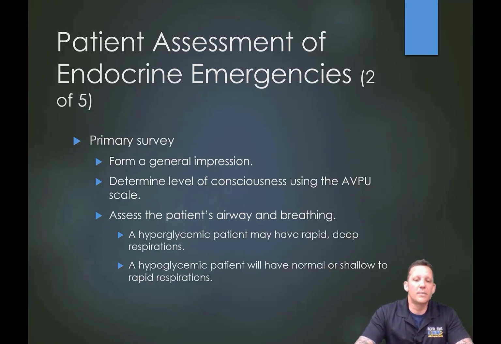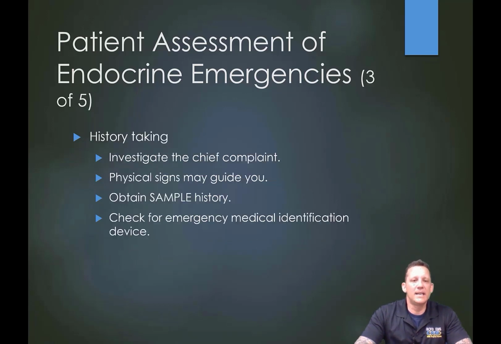Then we're going to always look at the patient's airway and breathing. A lot of hyperglycemic patients have a rapid, deep respiration, and that's because they're trying to blow off the acidosis from the sugar being in the bloodstream. Hypoglycemics will have normal or shallow to very rapid, shallow respirations, and that's more because they're kind of in that shock-like state.